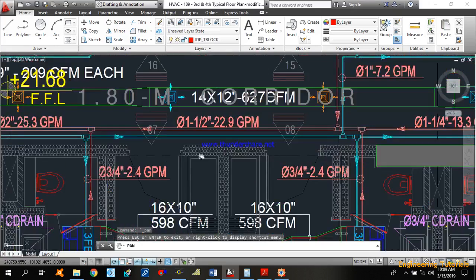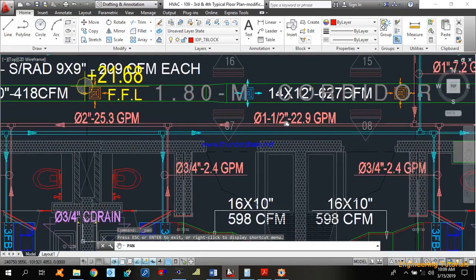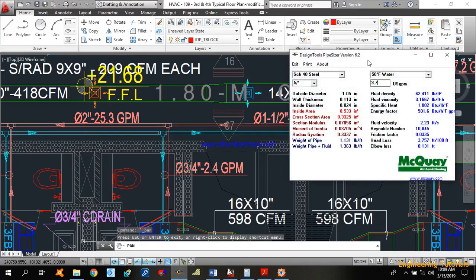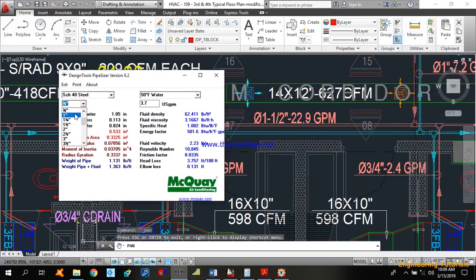Okay, let's do a pipe sizing for these two pipe segments with the 22.9 GPM. Okay, go to the pipe sizer. If I select 1-1/4 inch pipe size, and I am going to use 22.9 GPM, you can see that fluid velocity is 4.91 feet per second. That is more than 4 feet per second. 4 feet per second is our design limit. Also head loss is 8.33 feet per 100 feet, that is more than 4 feet per 100 feet. So we are not going to select this pipe size for 22.9 GPM.